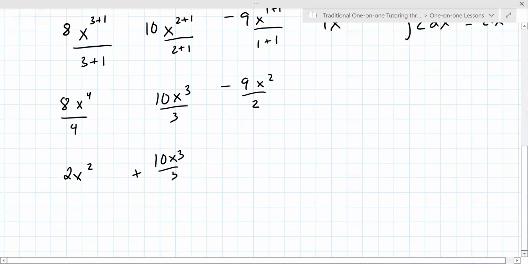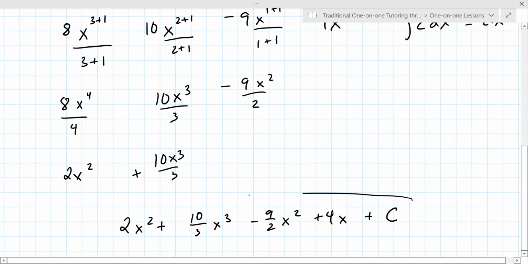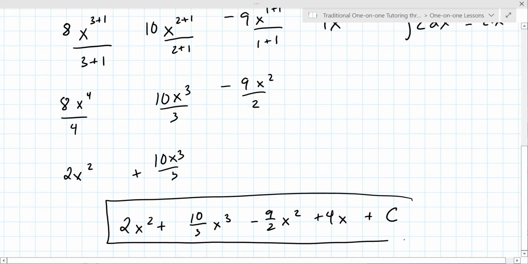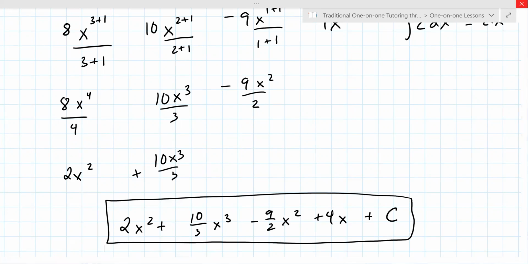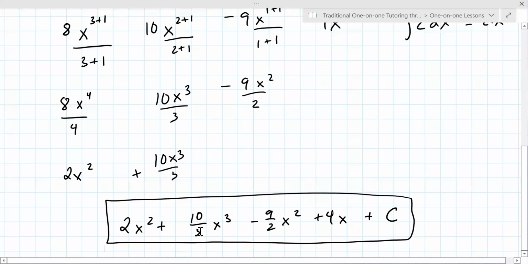So in terms of your answer here, you just combine all of these: 2x squared plus 10 over 3x cubed minus 9 over 2x squared plus 4x. And then last little thing here, you have to use a capital C here. All these problems have what's called a constant of integration, which we can talk about at a later time if we need to, but you can just for now assume it's all there. And I'm sorry, I got an exponent wrong here. This is 2x to the 4th, not 2x squared. Okay.